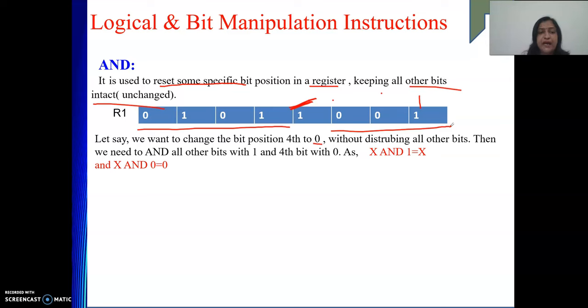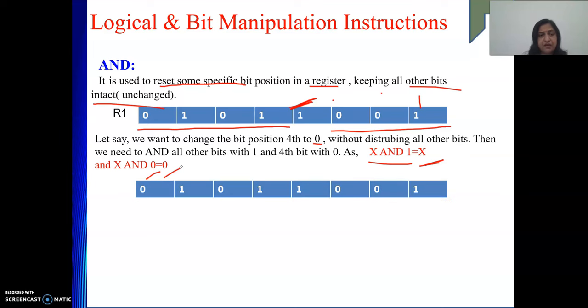Then we need to AND all other bits with what? 1. That I already said. And the fourth bit with 0. Why? Because something AND 1 will remain something, and something AND 0 will make it 0, right? So due to this logic, we can do that.